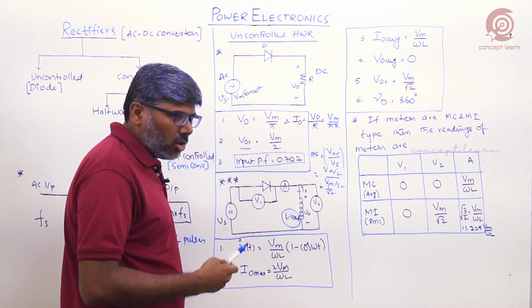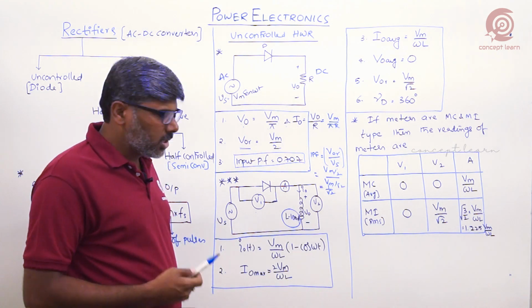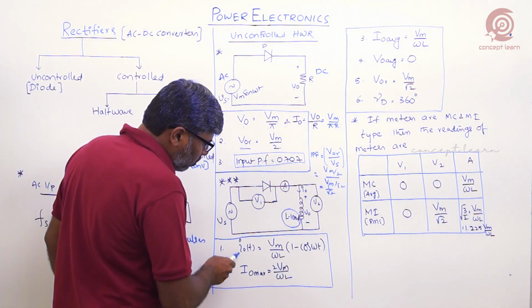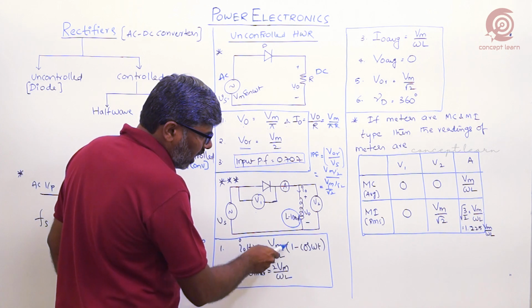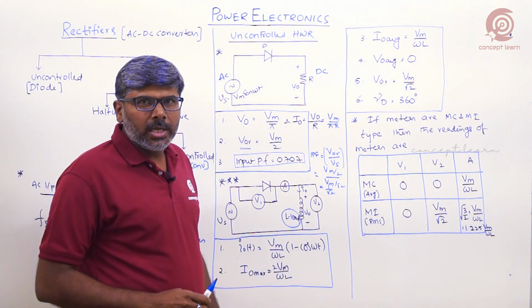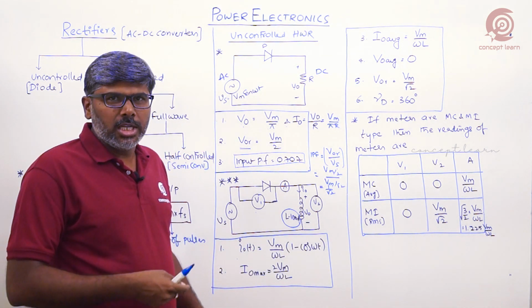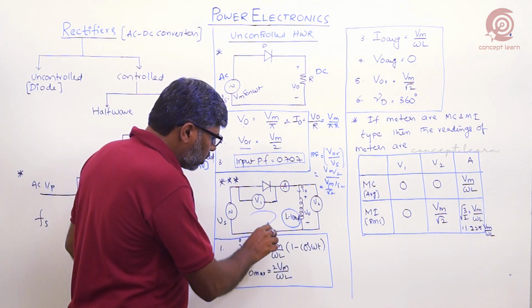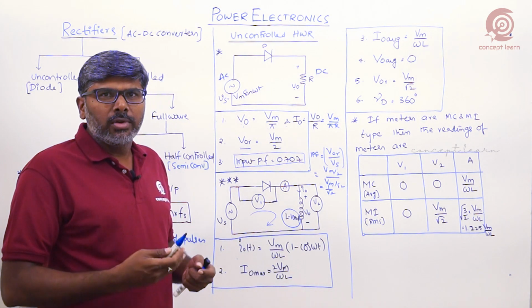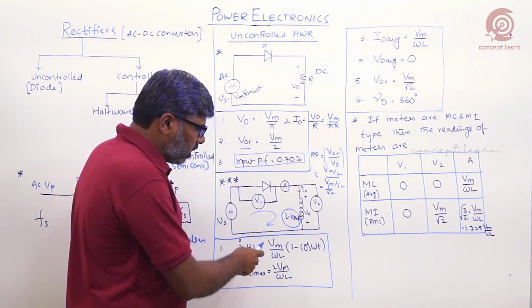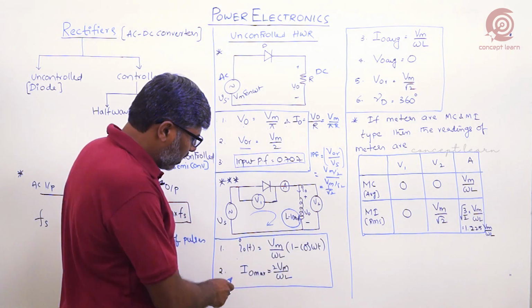We need to derive the output voltage and output current expression, right? So the output current expression is what? I naught of t is Vm by omega L into 1 minus cos omega t. By deriving the formula, by application of KVL to this loop, we get I naught of t, that is Vm by omega L into 1 minus cos omega t.